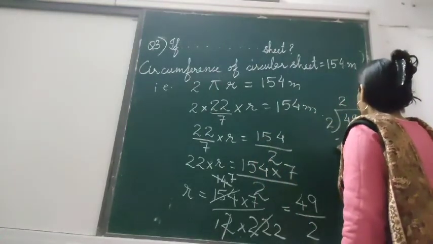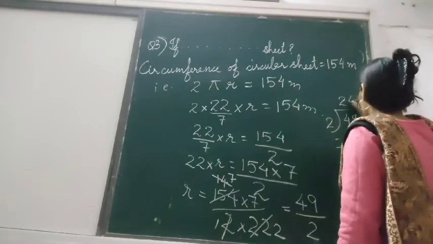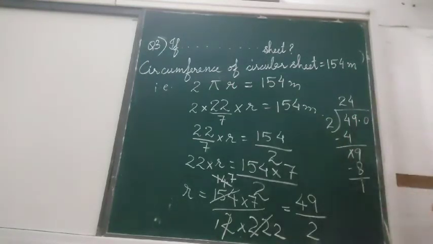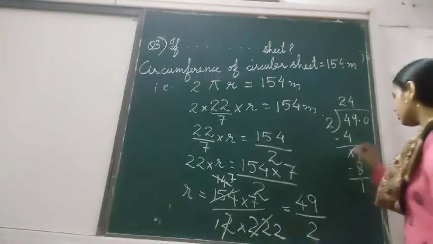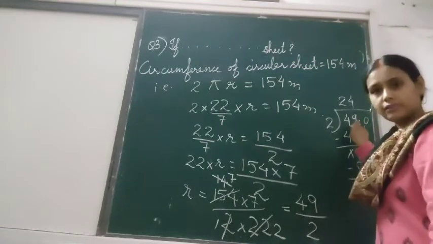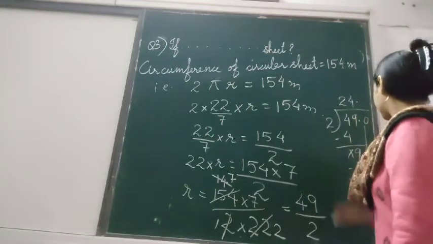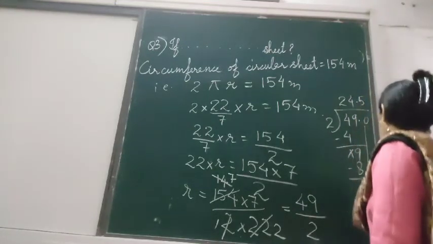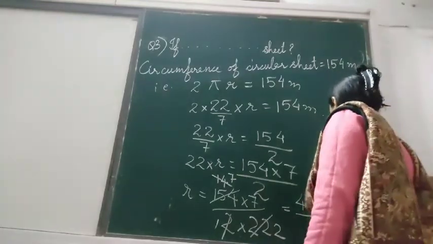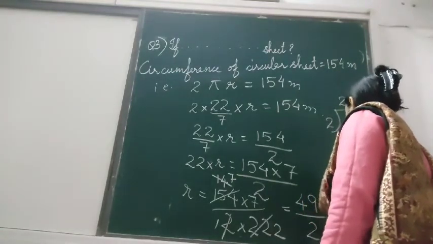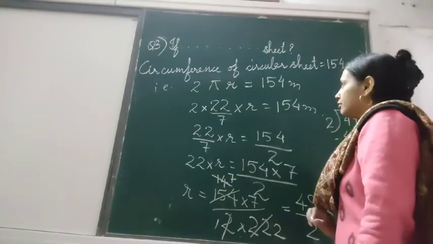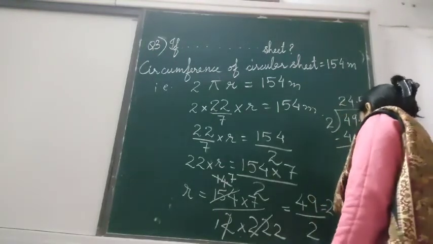2 4s are 8, 9 comes down. 4s are 8. Put a decimal, put any number of zeros, bring the next zero down. Before the zero there is a decimal, and that decimal goes up. 2 5s are 10. So the answer is 24.5 meters. This is the radius.